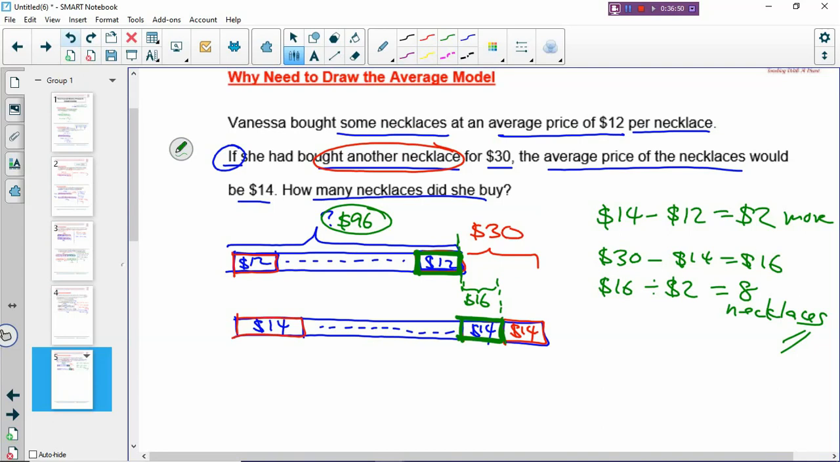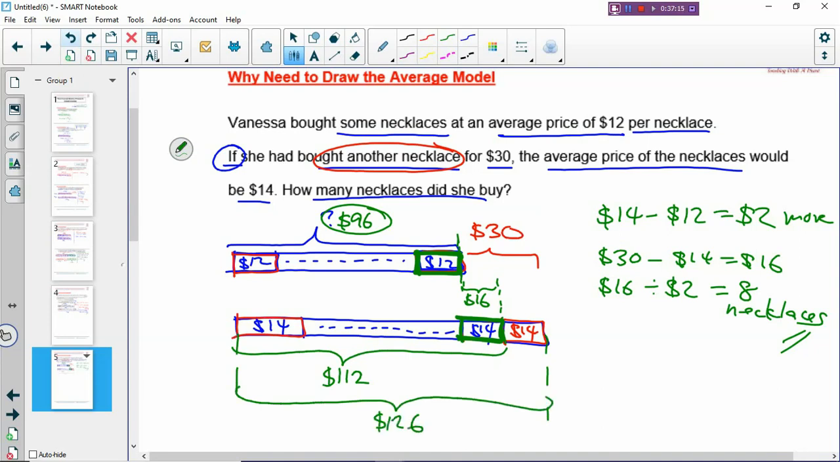Then how much is 8 times 14? 8 times 14 will be $112, right? And then you add another $14. So you'll get $126. So from here to here, there is a total of $126. And if you minus your $30, would you get back the same money as over here, which is $96?